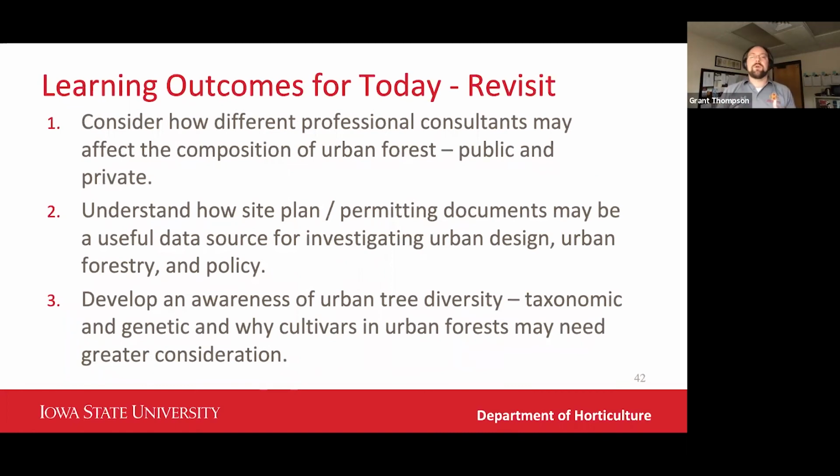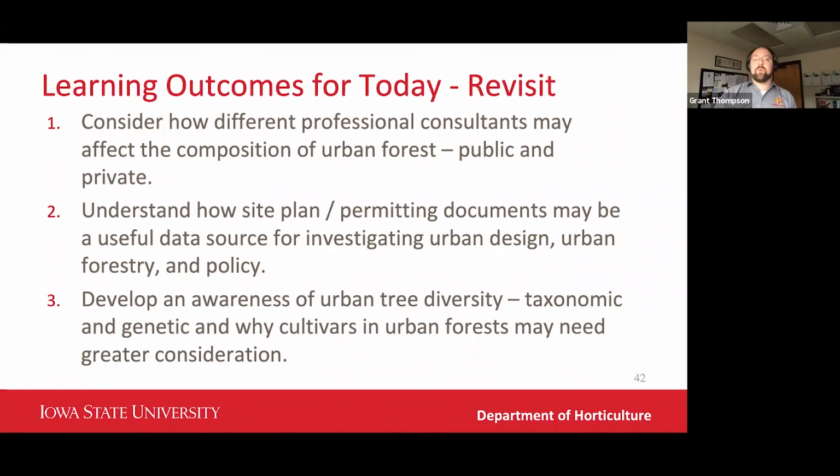So as I started off, I wanted to get you to think about how different professional consultants might affect the composition of the urban forest, both public and private. We found that landscape architects increase diversity overall, maybe at the cost of too many cultivars, and that depending on the site size, civil engineers might be specifying things that are less diverse than landscape architects. I asked you to try to understand how site plans and permitting documents might be a useful source of data. I think we've done that.